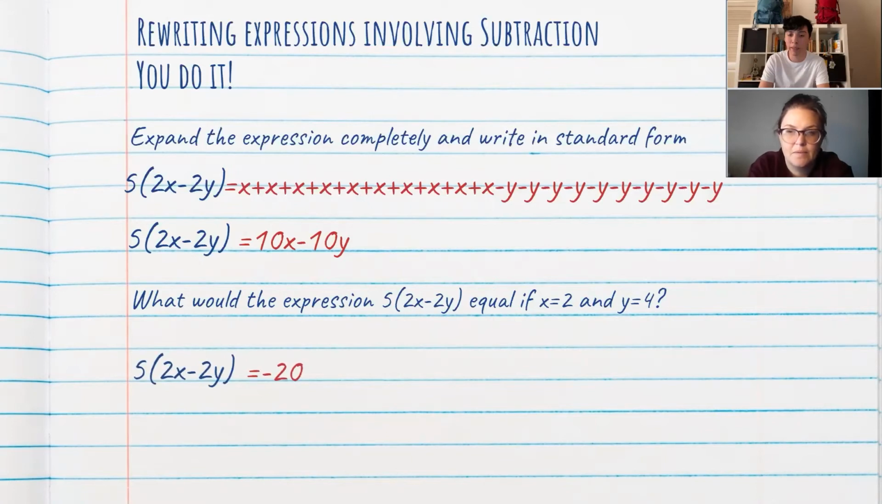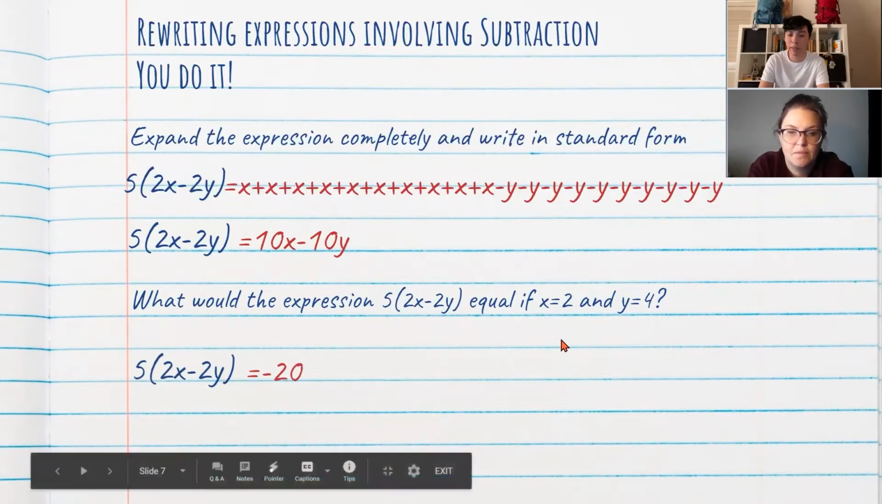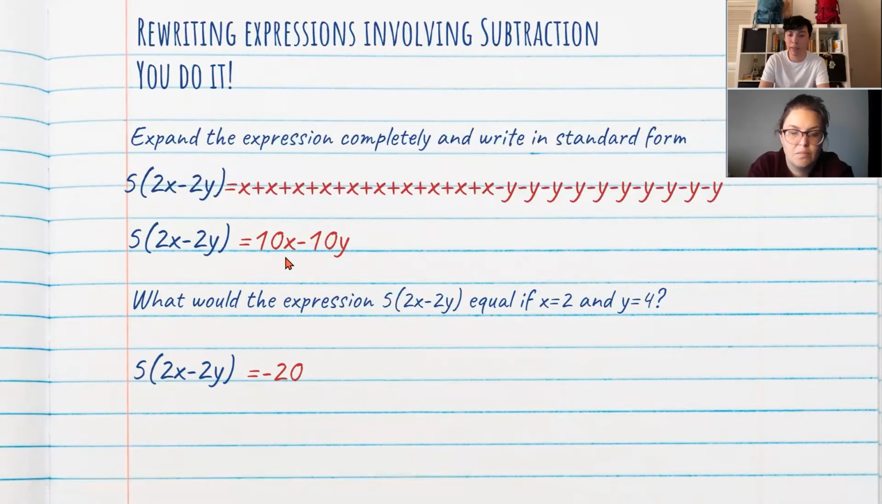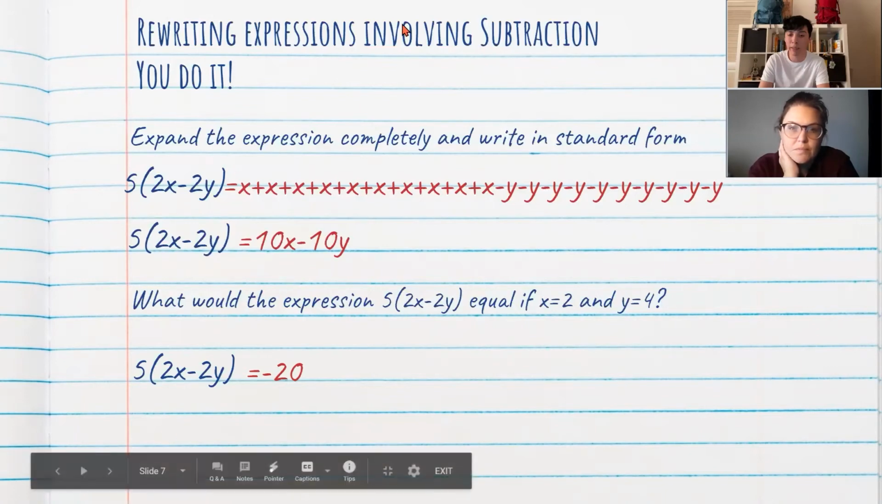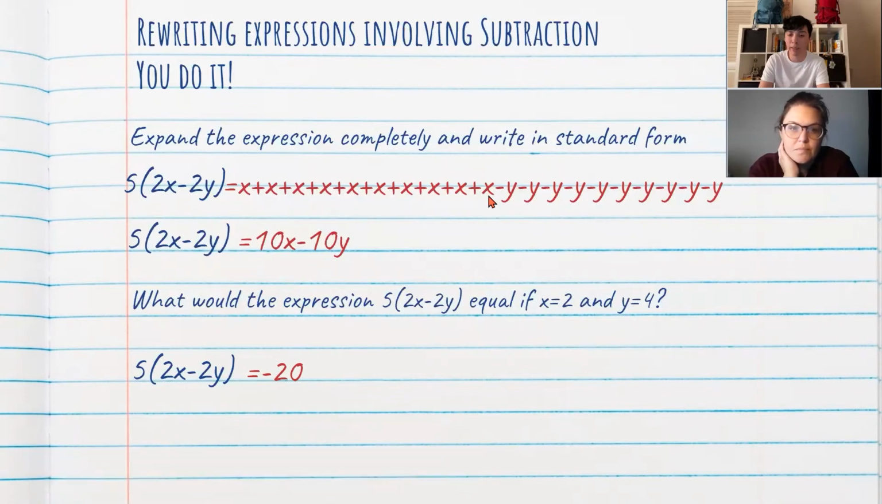And you should have gotten an answer of -20 once you plugged in 2 for x and 4 for y. You could have either used the original expression, or it would have been easier if you just used the simplified standard form to do this.